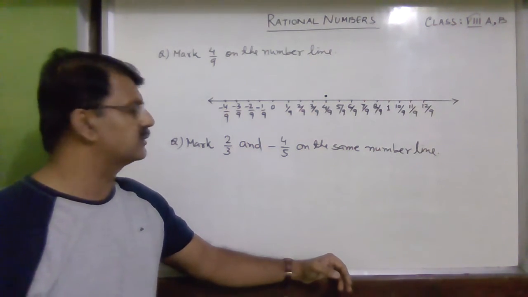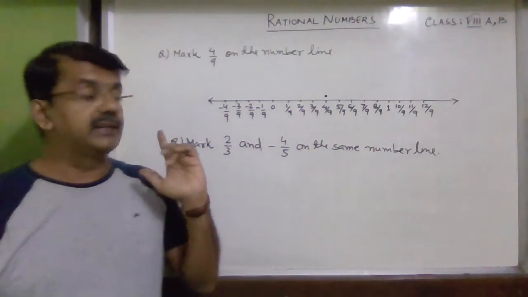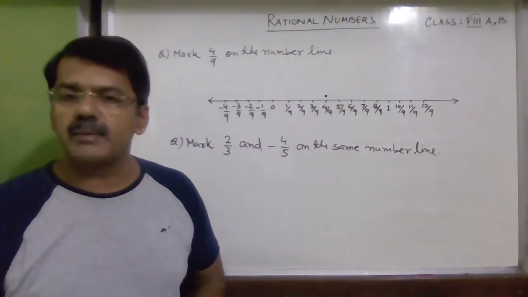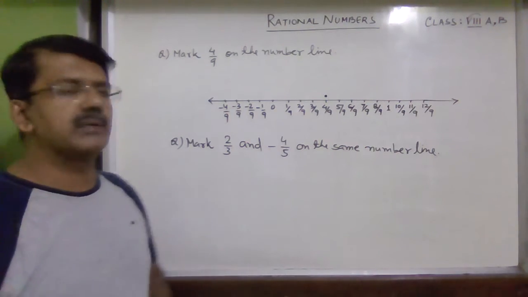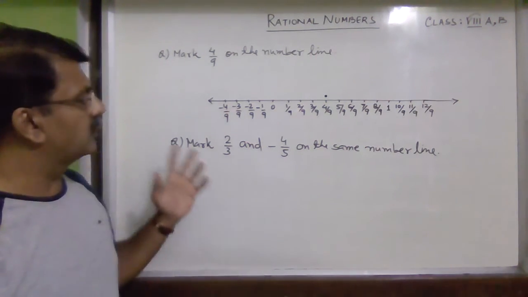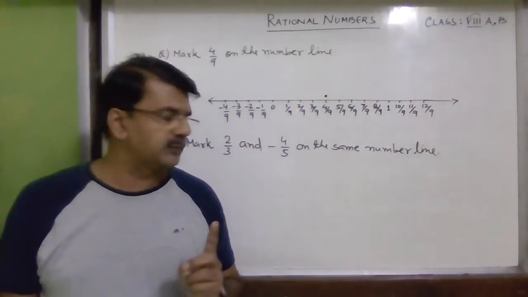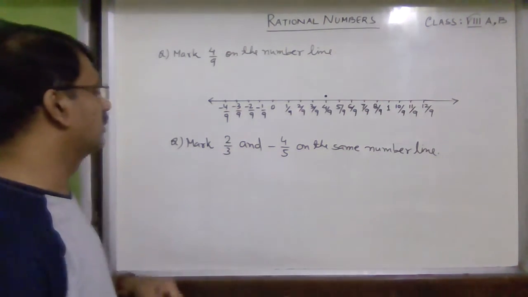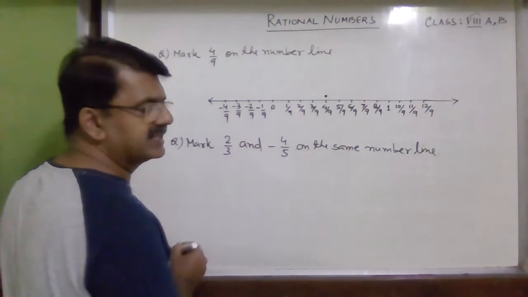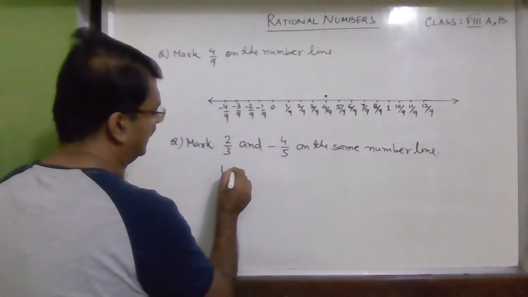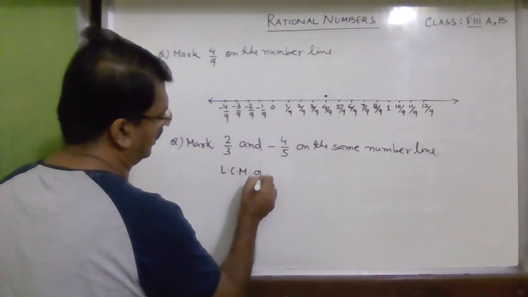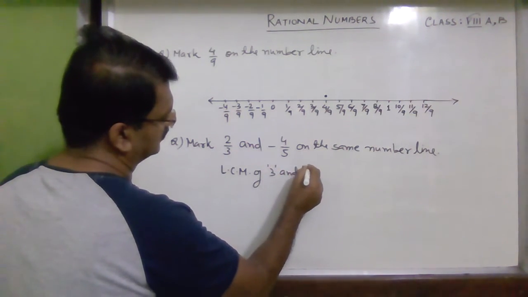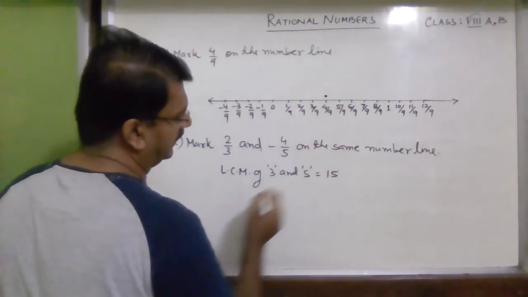But the difference in this question is, you can see the denominators of the two numbers are different. In one number, the denominator is 3. In the other number, the denominator is 5. So first of all, we have to make the denominators same. So find out the LCM of 3 and 5. LCM of 3 and 5 is equal to 15. You know that.